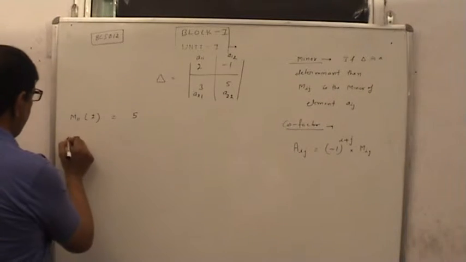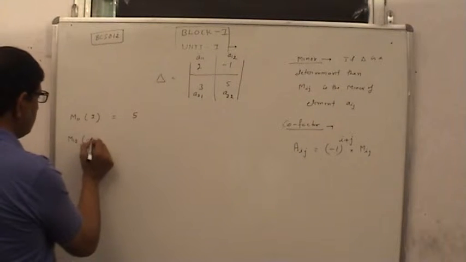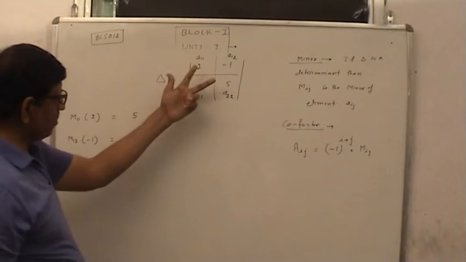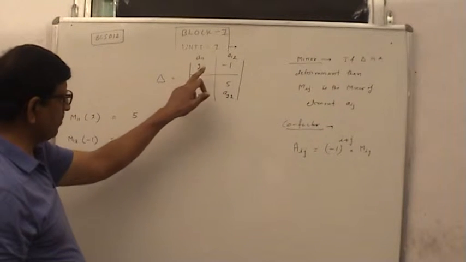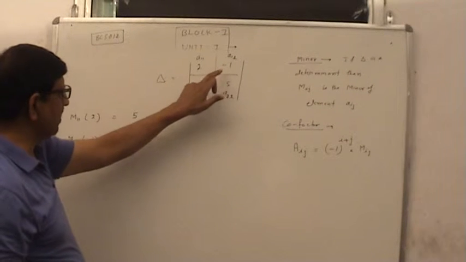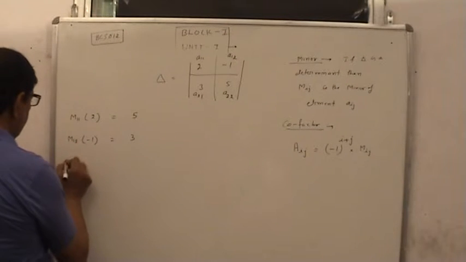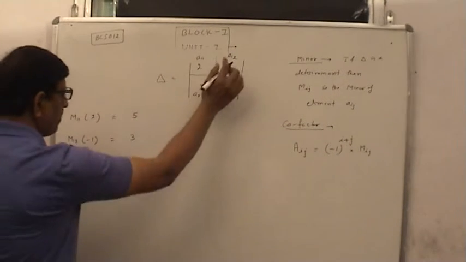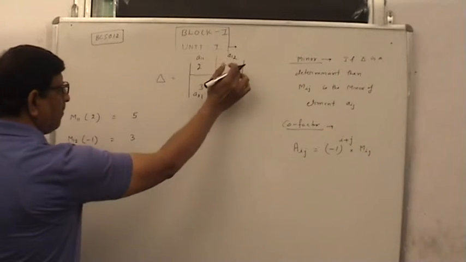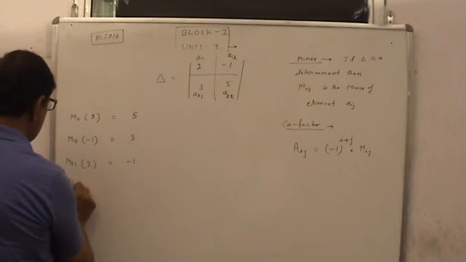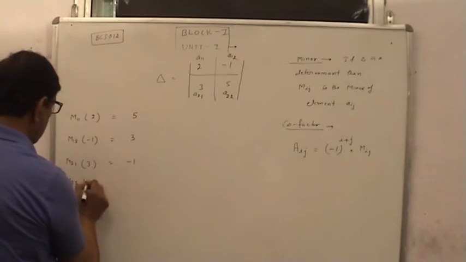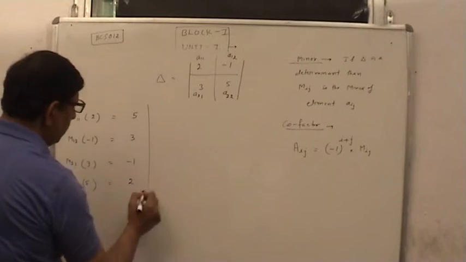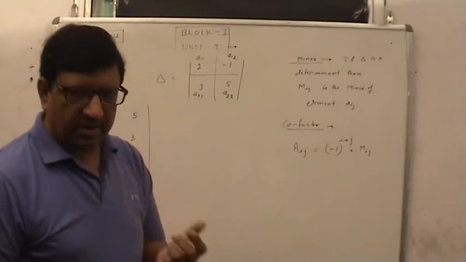Then the next element, M12, is -1 and it has minor 3. Simply we cross the element. 2 has minor 5, -1 has minor 3. Then M21, it is 3 and it has minor -1. This in front of this. Then M22, this element is 5, it has minor 2. There are 4 elements of the determinant and there are 4 minors.